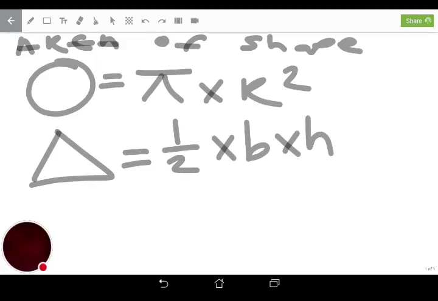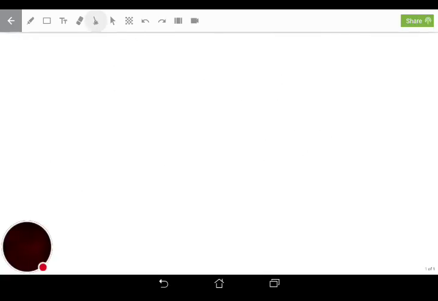To find out the area, the next one that we're going to look at is the area of quadrilaterals. And what do I mean by quadrilaterals? Quadrilaterals are four-sided shapes, and we have quite a few of those. So the first one that we have is the square.